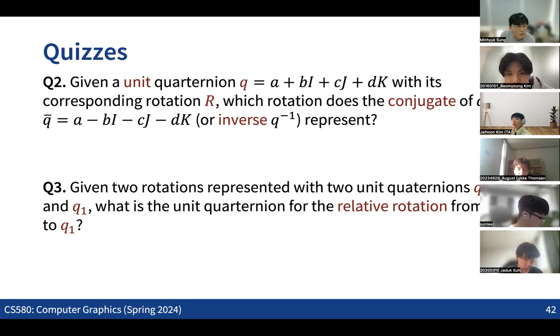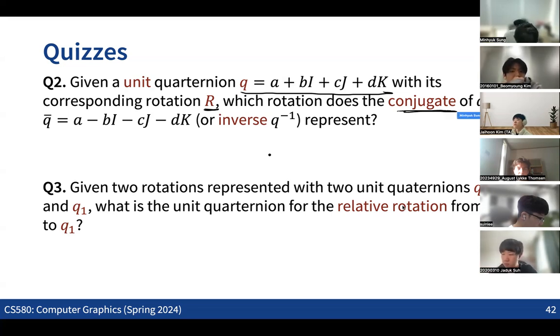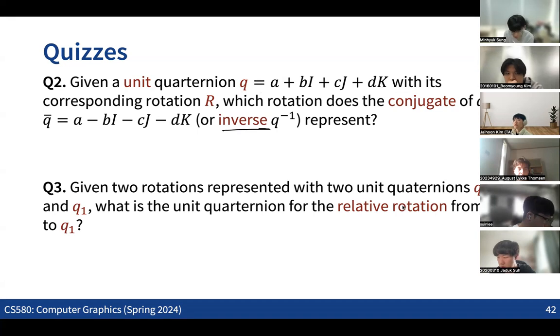So let me also quickly go over some more properties of quaternions. The first question is: given a unit quaternion that corresponds to some specific 3D rotation R, if we take the conjugate of the quaternion, which for a unit quaternion is the same as the inverse, then what does this conjugate or inverse represent in terms of the 3D rotation? Any guess on this?